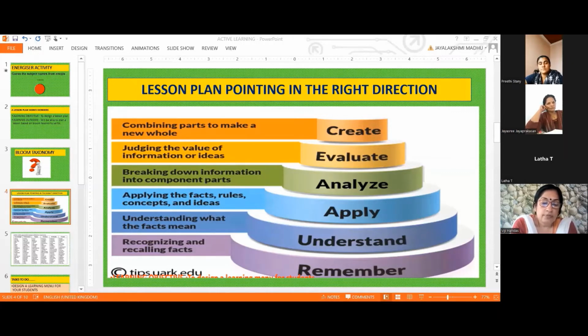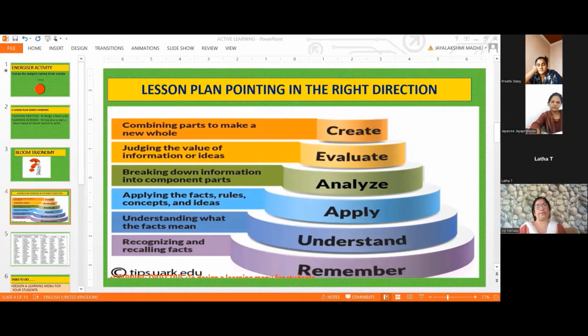Did I explain that well? Are you getting it? Yes, ma'am. Shall we move to the next? Yes, ma'am. The next one is the 5th level. What is the 5th level? Anyone? Evaluate.